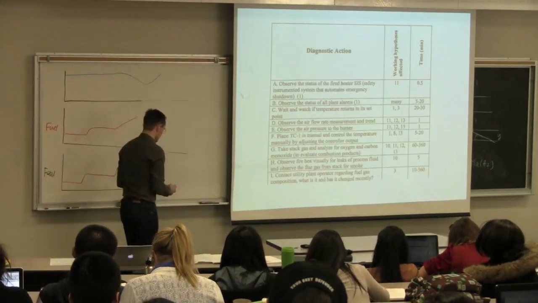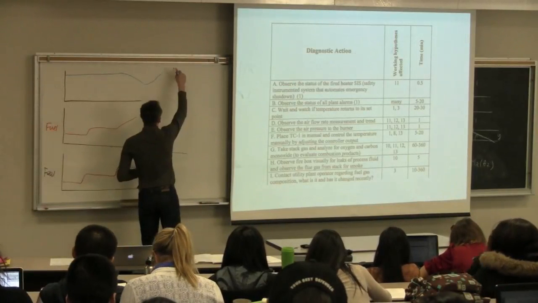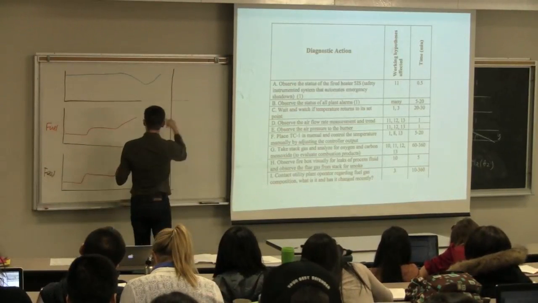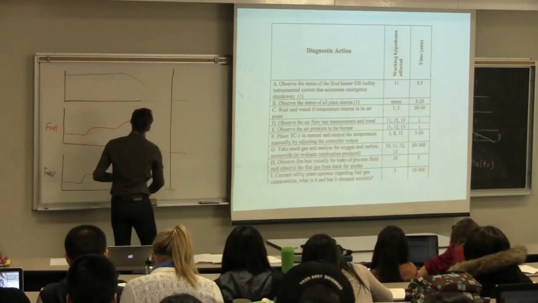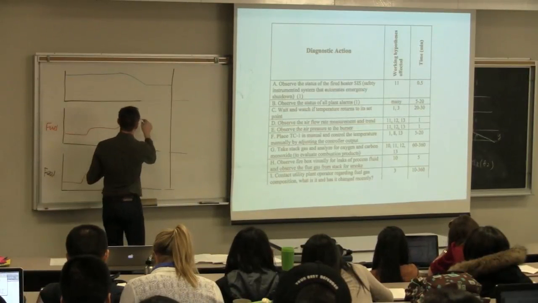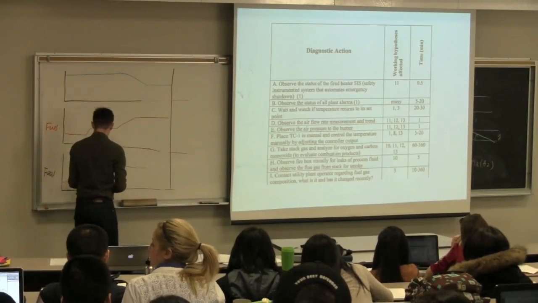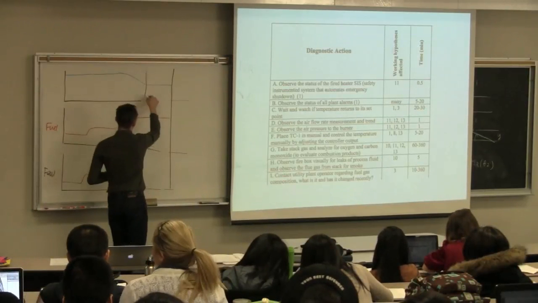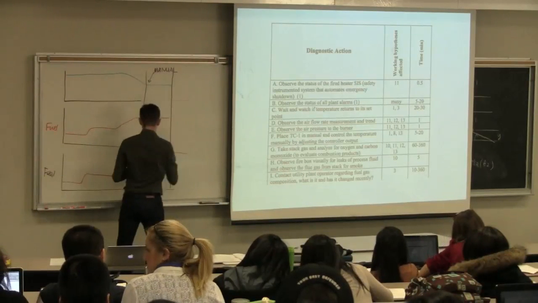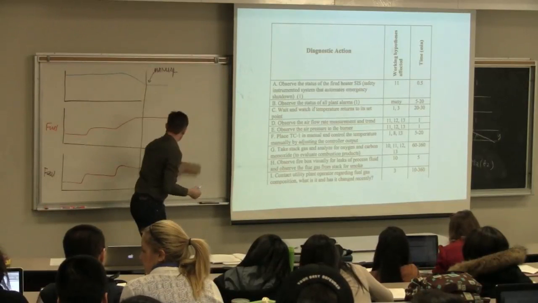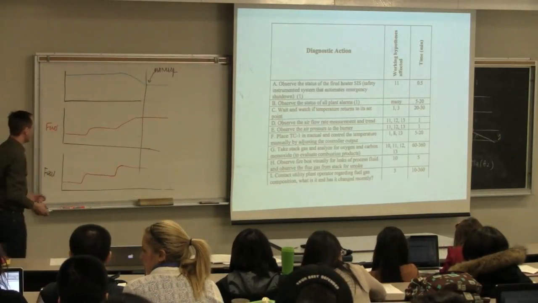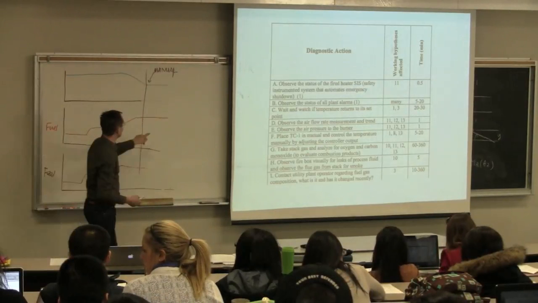I'll just start a new section over here. So this is the moment the operator places the loop in manual. And remember, our temperature is dropping, so let's consider this happening. The moment the operator places the loop in manual, let's consider this the point where we go to manual. And now we're going to do a diagnostic test on the process. The diagnostic test is to see what happens if I increase or decrease this fuel flow rate.